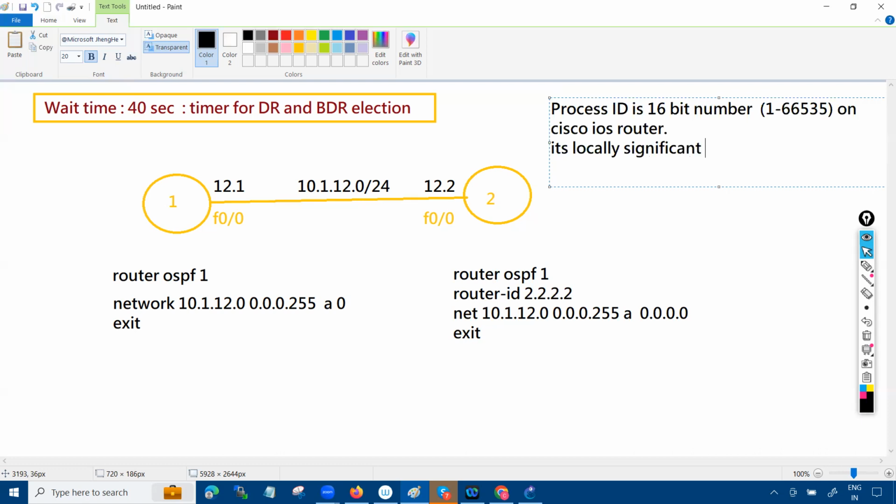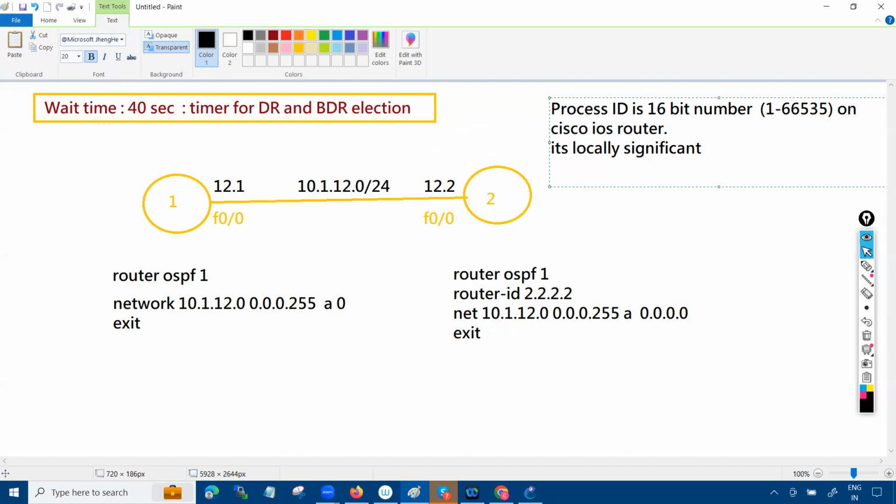So what is locally significant? Router 1 has process ID 1 and router 2 has process ID 2, right? It will still form the neighborship because in the hello packet, we are not going to exchange the process ID number. Like the AD value, administrative distance, it's locally significant. We are not extending the AD value in an update packet. But the AS number that we did in EIGRP is not locally significant, because we are extending the AS number in the EIGRP hello packet, right?